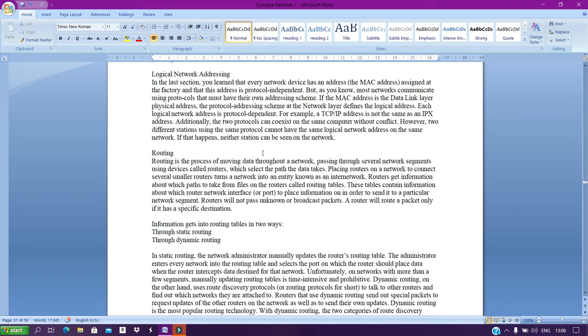Routers get information about which paths to take from files on the routers called routing tables. These tables contain information about which router network interface or port to place information on in order to send it to a particular network segment. Routers will not pass unknown or broadcast packets. A router will route a packet only if it has a specific destination.